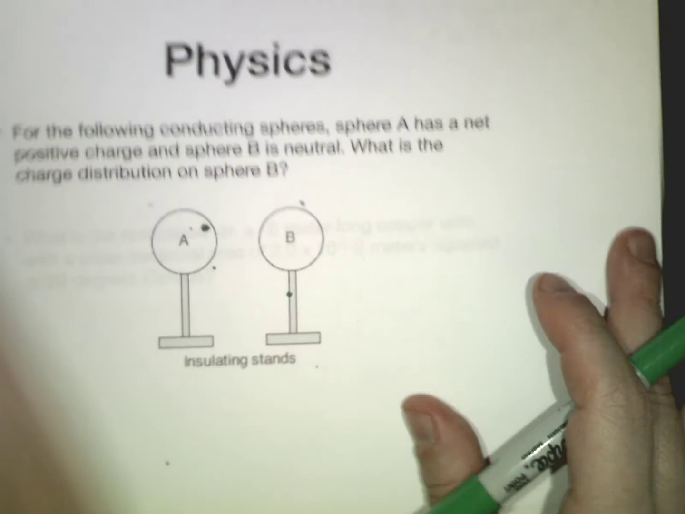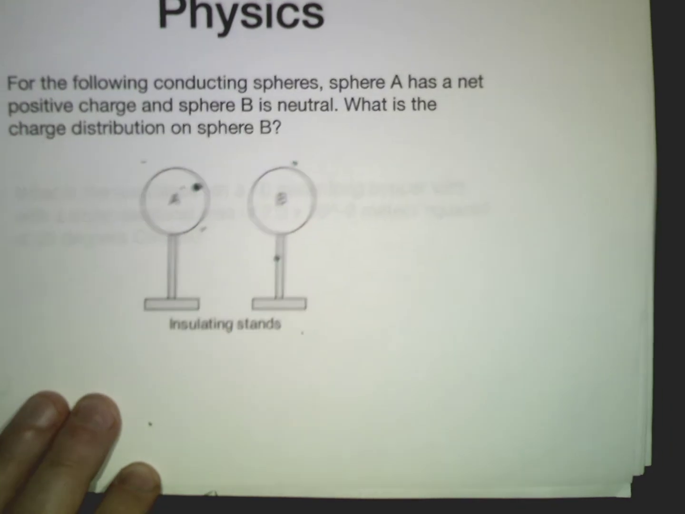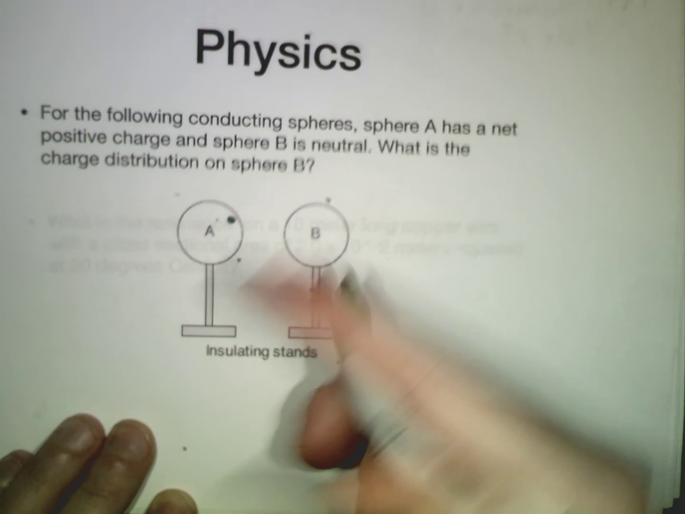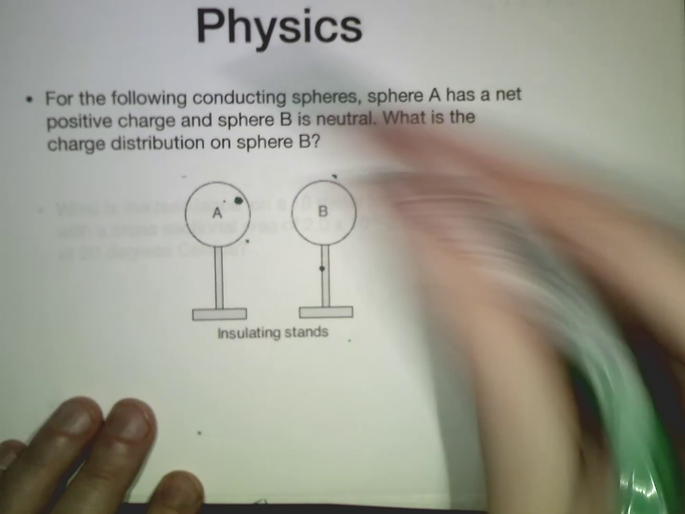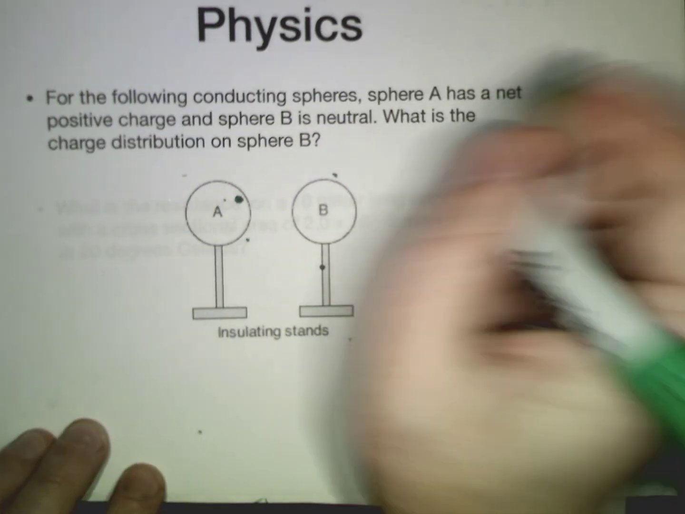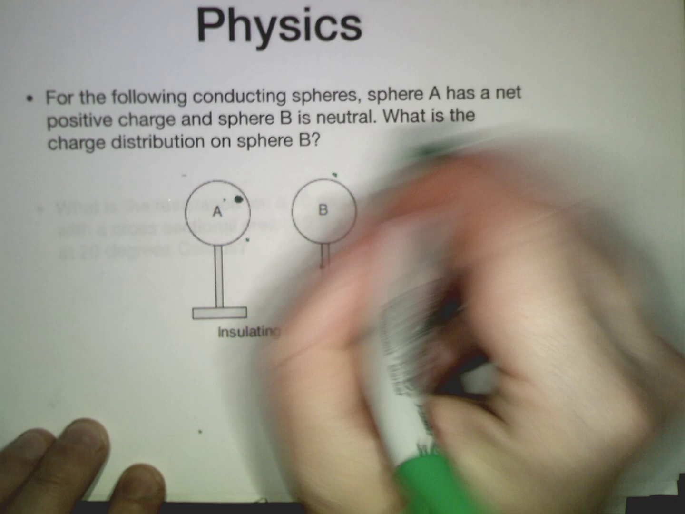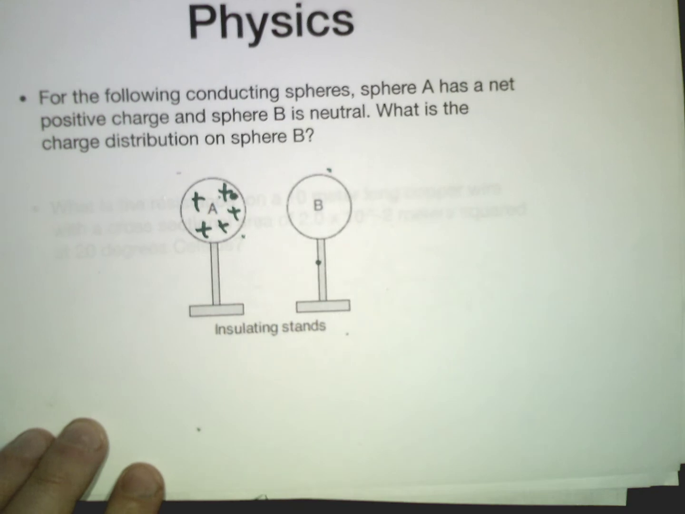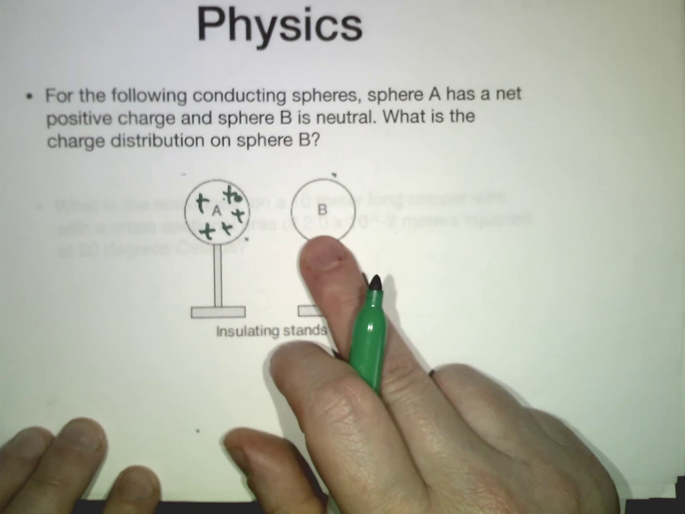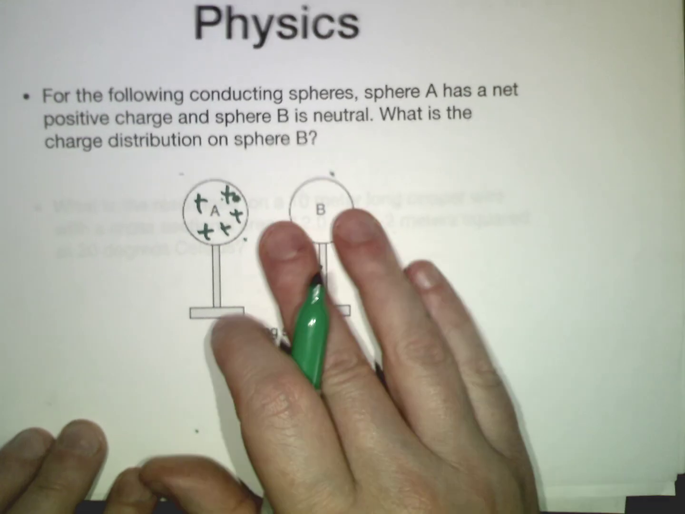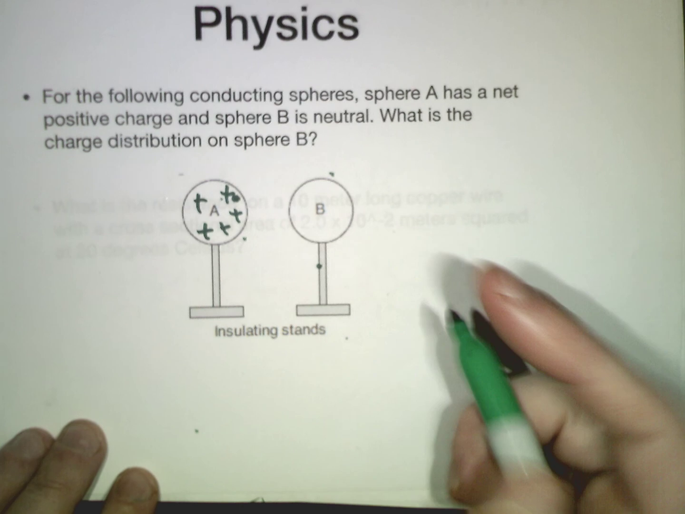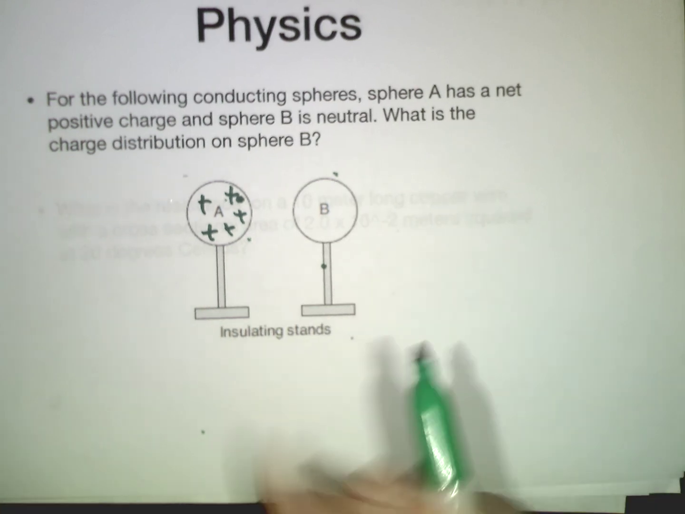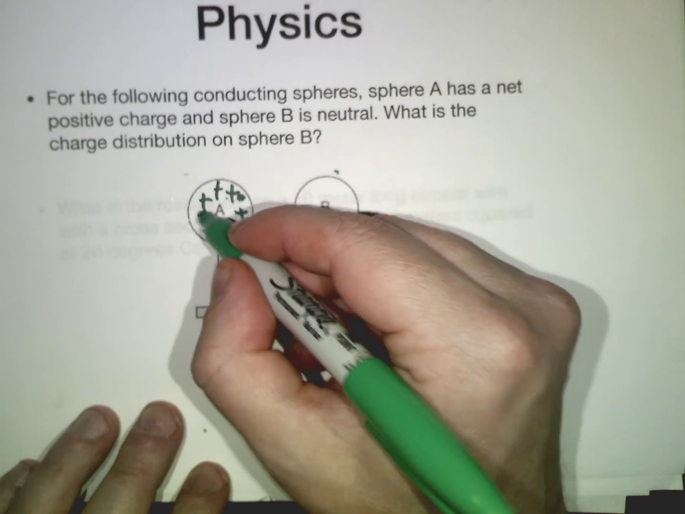This is a little bit interesting one. The one on the test is going to be a multiple choice with multiple different patterns of these. So it says, for the conducting spheres, where sphere A has a net positive charge, that means there's mostly positive charges here. Sphere B is neutral, that means it's got some positives and some negatives. What is the charge distribution on sphere B? How is it balanced out? So here I would have positives all around.